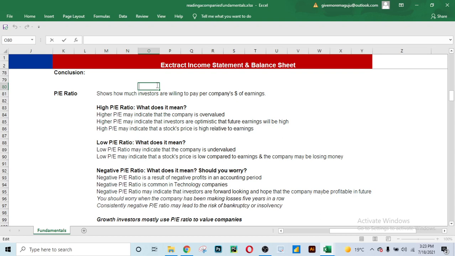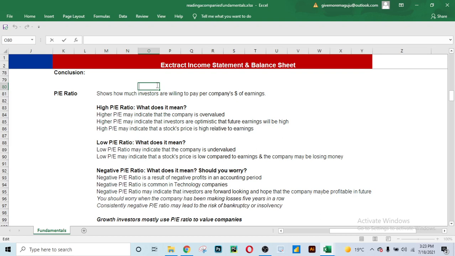So let's first of all start by looking at the PE ratio. I think we've looked at how to calculate the price earnings ratio, but let's just look at this, because there could be someone out there who doesn't know what the PE ratio means, what a high PE ratio means, or what a low PE ratio means. Let me take this opportunity to demystify the PE ratio.